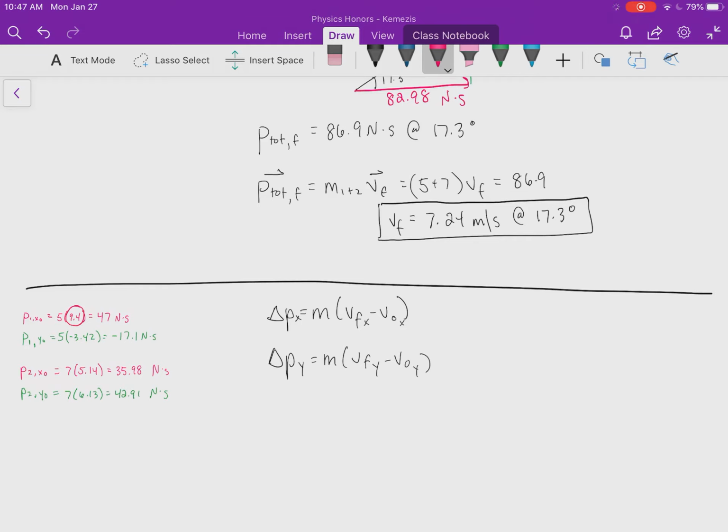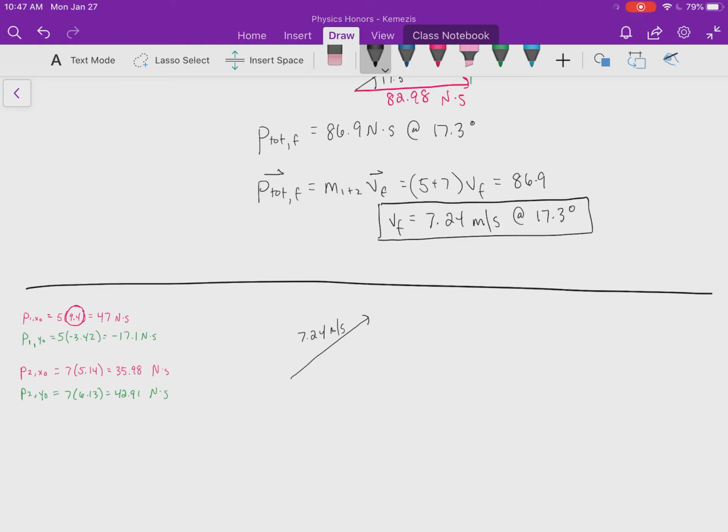Over here, we can see the pink is x, so this 9.4 is the initial velocity in the x direction of the first object, and the negative 3.42 is the initial velocity in the y direction for the first object. So I have the components of the initial velocity, but I do not have the components of the final velocity. So that's going to be the first thing that I do, because in order to answer this question, we need the initial and final velocity in their components.